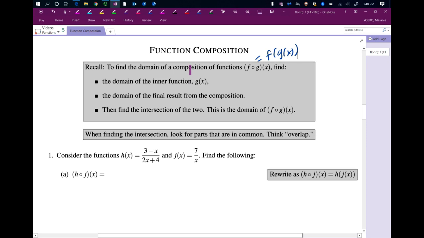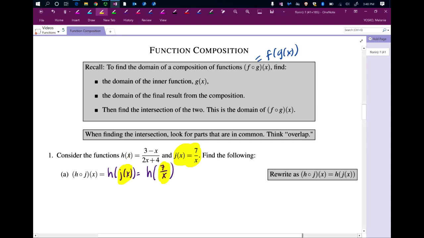Consider the functions h of x equals (3 minus x) divided by (2x plus 4), and j of x equals 7 over x. We are going to find h composed with j of x. Well, we can rewrite that as h of j of x. Remember, this is h composed with j with an input of x. This does not mean multiplication. So we're going to replace j of x with 7 over x, its function. Put that right here. So this is h of 7 over x.